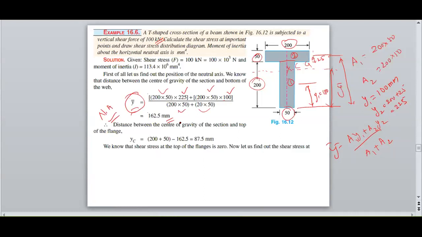After finding it from the bottom, I need to find the distance from the top layer also. The total distance is 250 minus this value from the bottom. So the neutral layer exists at a distance of 87.5 mm from the topmost layer.